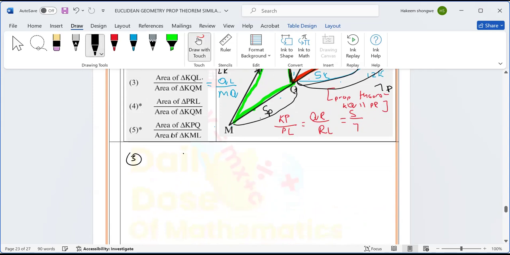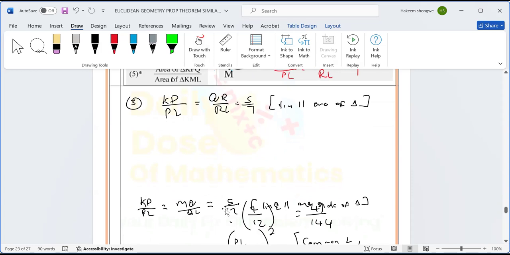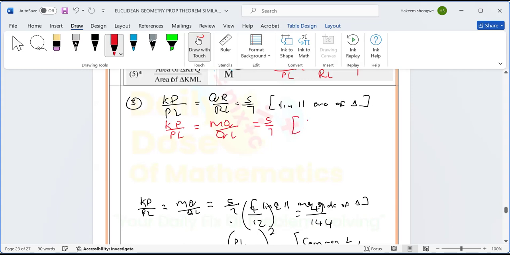So if we do number 3, we're going to start by telling them, okay, KP all over PL is going to be R all over RL, if I'm not mistaken, which is going to be 5 all over 7, and then we use the line parallel to one side. The other one that I have is this one. Also, I'm going to tell them, okay, KP all over PL is going to be equal to MQ all over QL, which is going to be equal to 5 all over 7. Again, I'm going to use the line parallel to one side.